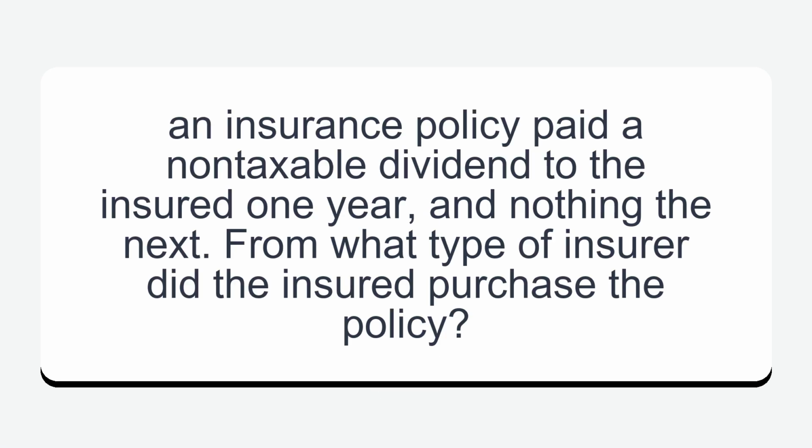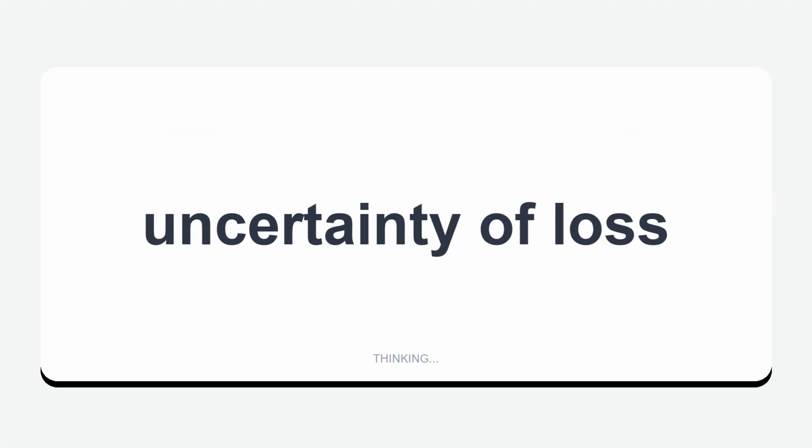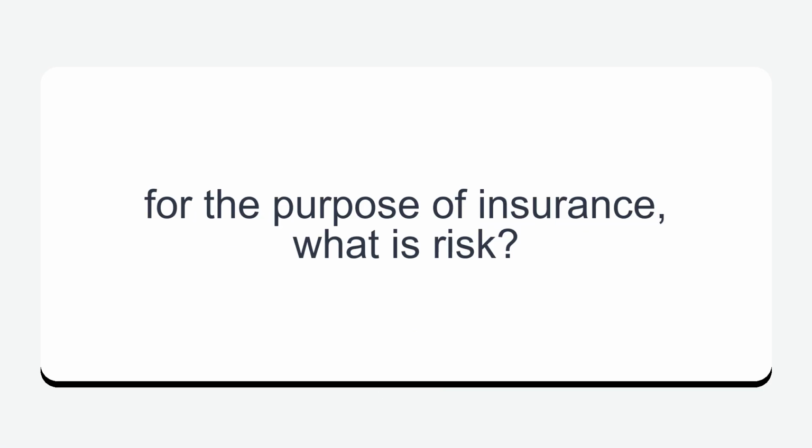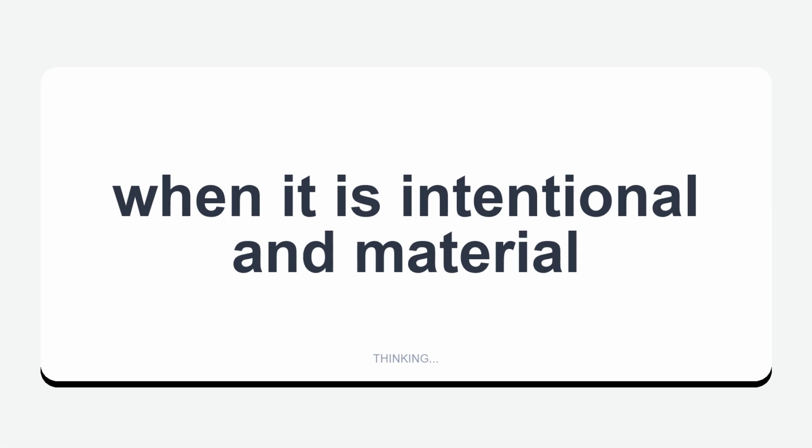An insurance policy paid a non-taxable dividend to the insured 1 year, and nothing the next. From what type of insurer did the insured purchase the policy? Mutual. Uncertainty of loss. For the purpose of insurance, what is risk? Uncertainty of loss.